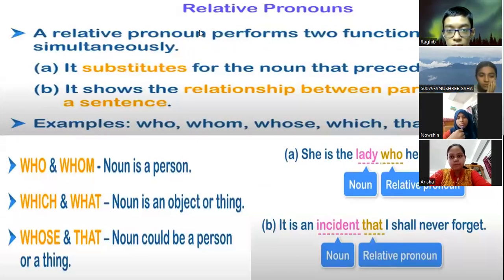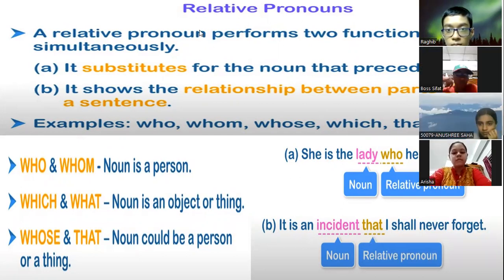Then let me go with relative pronoun. Relative pronoun bolte amra ki bujhi, acha relative mane ki bujhi? What's the meaning of relative? Porishito byakti. Porishito byakti ba attiyo, but something you have built a relation with, right?